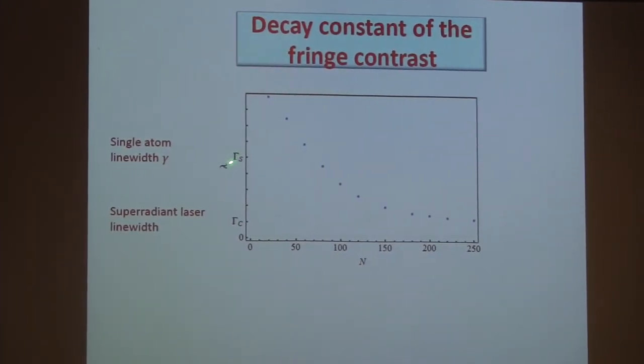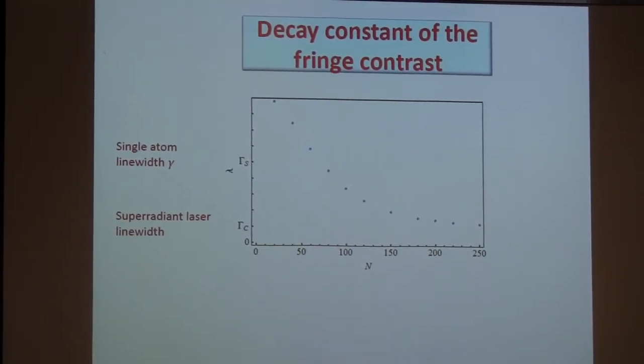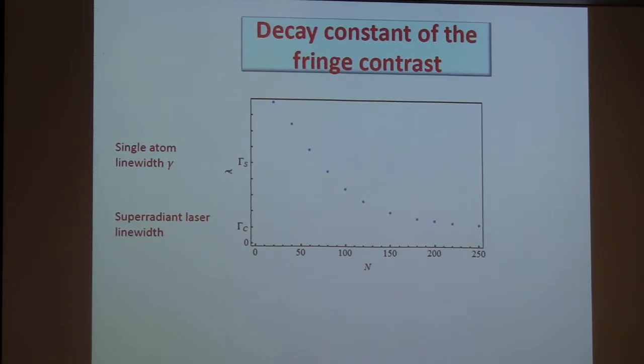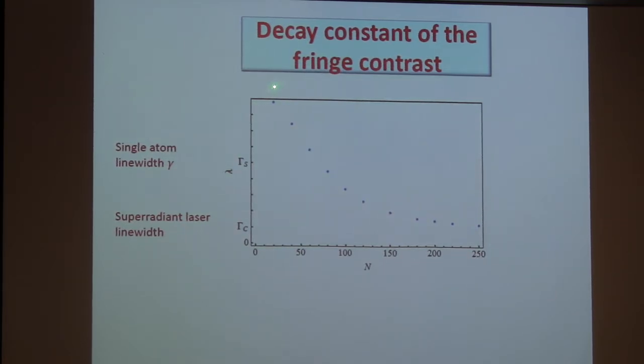So what this shows is the envelope. So it's e to the minus lambda t. So lambda is the decay rate of the envelope of those fringes. And I'm showing them to you for many atoms, from 0 to 250 atoms. So you can sort of see that if you don't have very many atoms, this system actually works not very well at all. The envelope decays very rapidly. This is the single atom result. So this is your benchmark for conventional Ramsey spectroscopy. This is the line width of the superradiant laser.